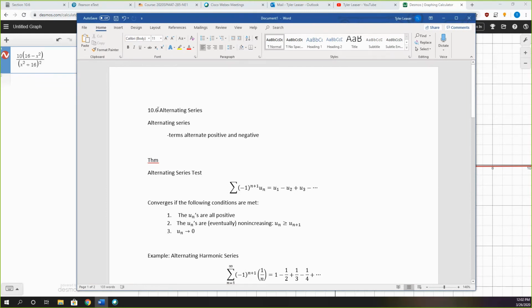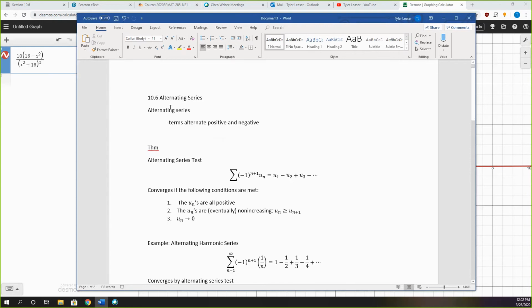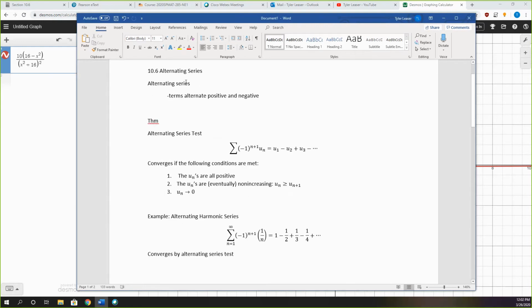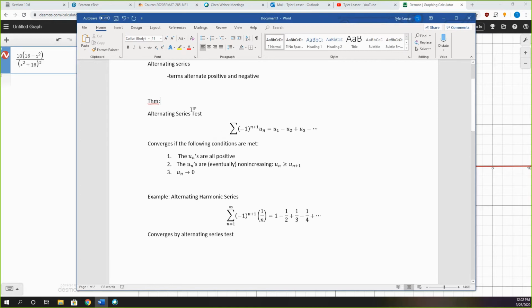10.6, we're looking at alternating series. So just a quick definition of an alternating series. An alternating series is where the terms are going to alternate positive and negative. So positive, negative, forever and ever and ever. Quick little theorem here. This is the most important thing coming from this section, called the alternating series test.